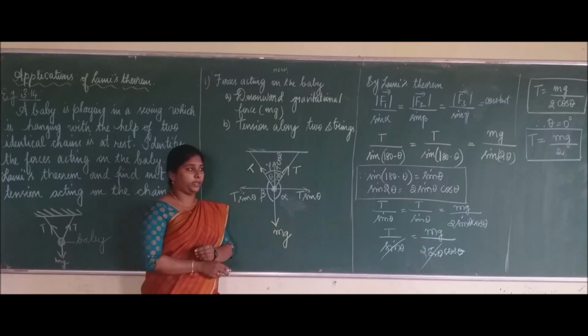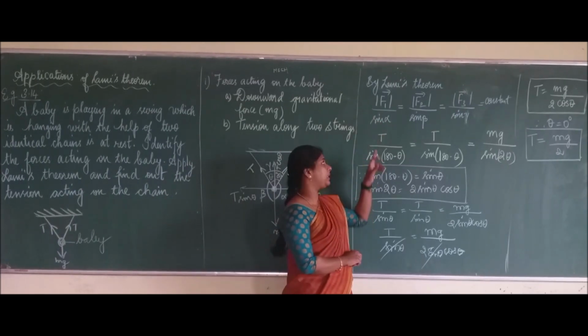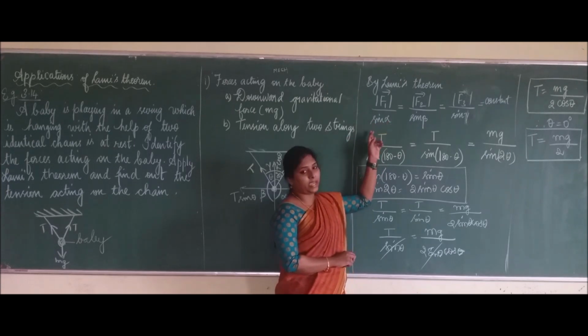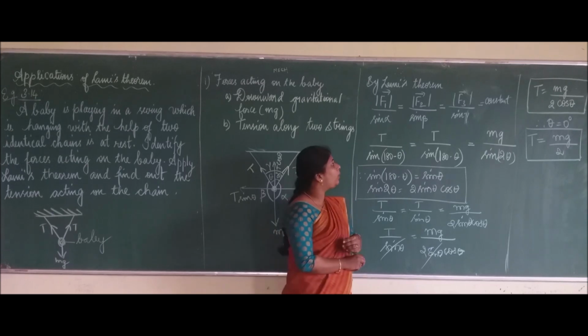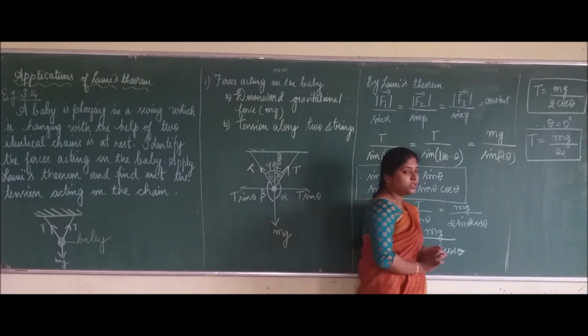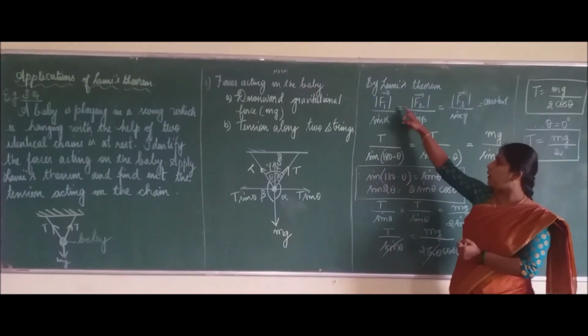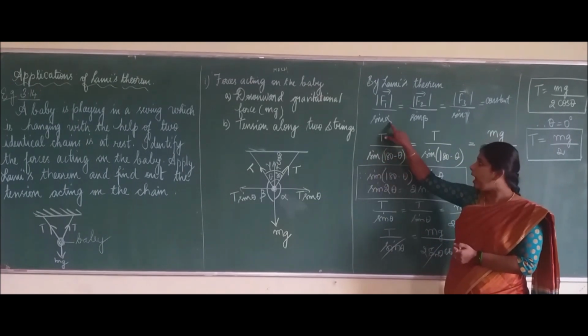Okay, how will you find it out? Listen, by Lami's theorem we know the formula: modulus of F1 vector by sin alpha equals modulus of F2 vector by sin beta equals modulus of F3 vector by sin gamma, equal to a constant here. So this F1 is nothing but the tension force, that is T by sin alpha.